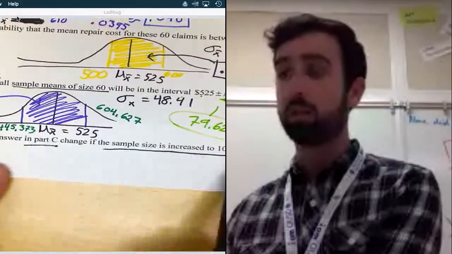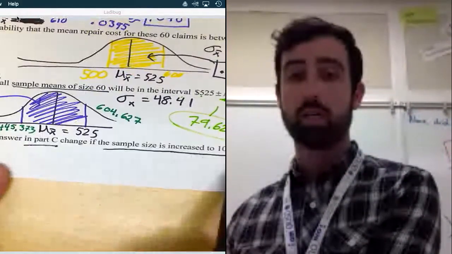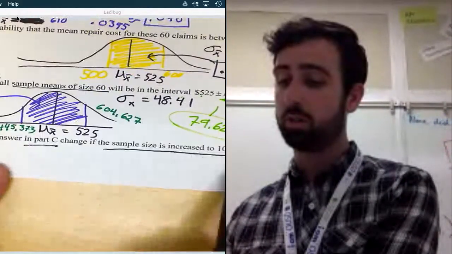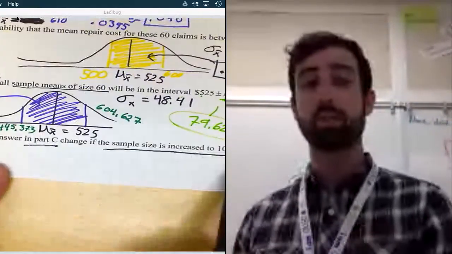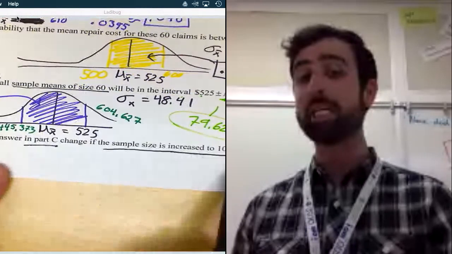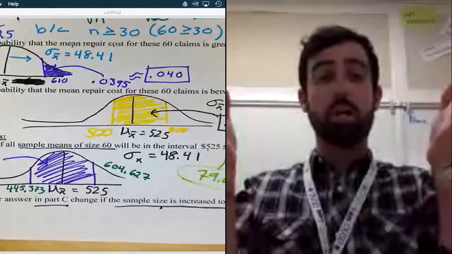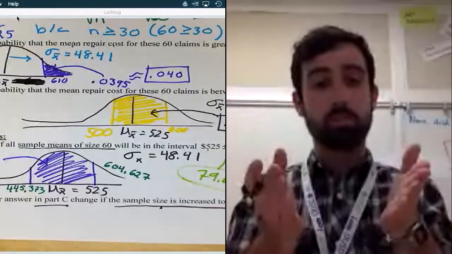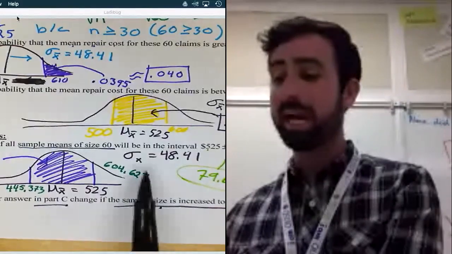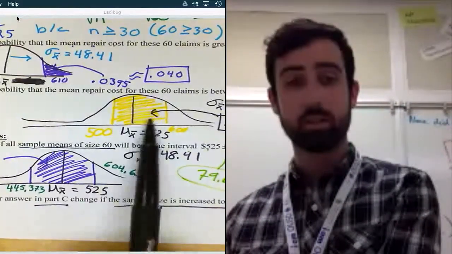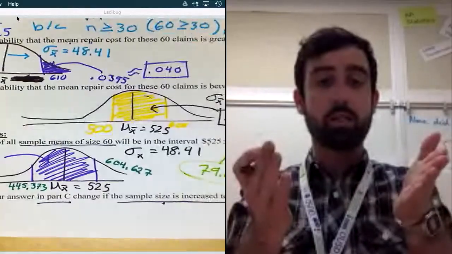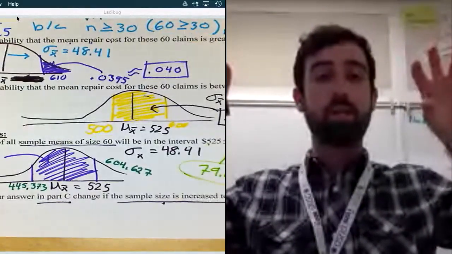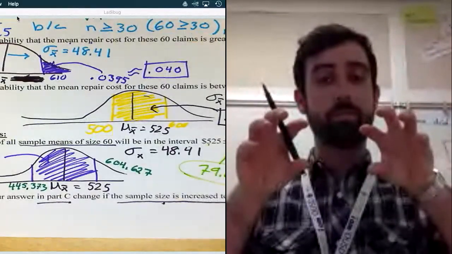So if we increased our sample size, how would it change this answer? So remember, when you increase your sampling size, for a sampling distribution, your spread decreases. So we would capture more data in the center if our spread decreased, because more of the data points on the outside are coming in.